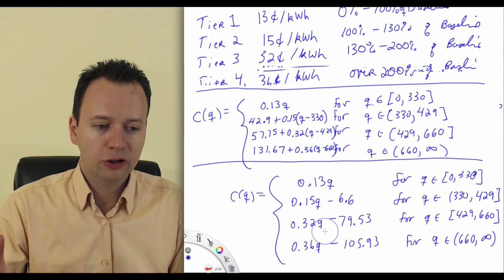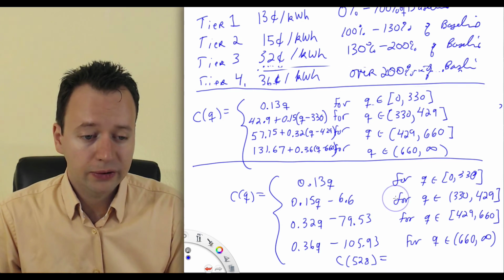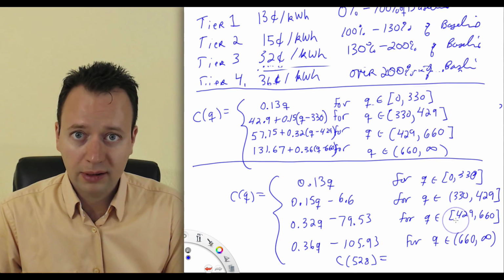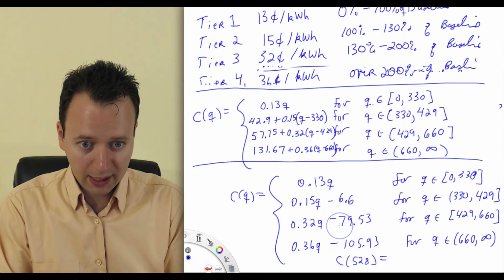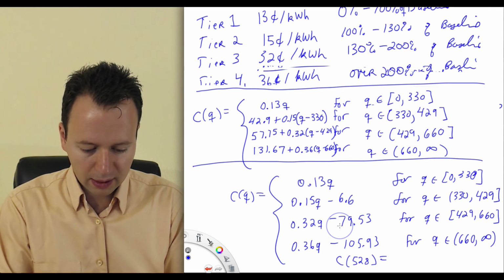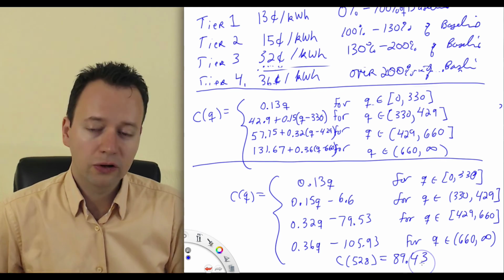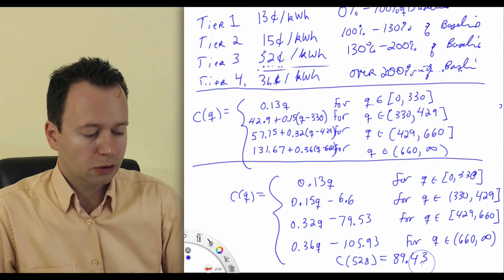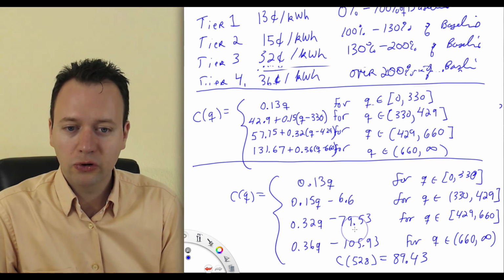Here, let's say your electric bill is C of 528. Let's say you use 528 kilowatt hours. We look up which interval we're in. 528 is within tier 3. So we just plug 528 into this equation: 0.32 times 528 minus 79.53, which is $89.43. So if you used 528 kilowatt hours, the bill's $89.43. That's how you compute it. You first look up which tier 528 falls in, and then use the formula for that tier.